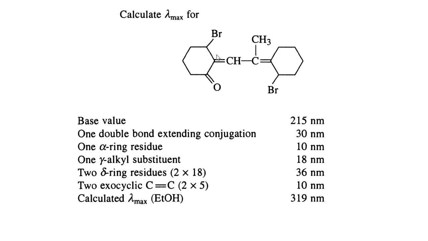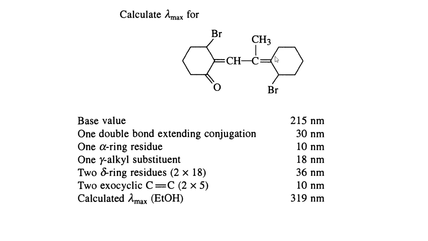Right? Then see, it is the alpha position. Here is the ring residue, alpha ring residue. This alpha ring residue contributes 10 nanometer as the increment. Then it is the beta position, it is the gamma position. This gamma position has a methyl substituent, that is a gamma alkyl substituent, which will contribute 18 nanometer as the increment.